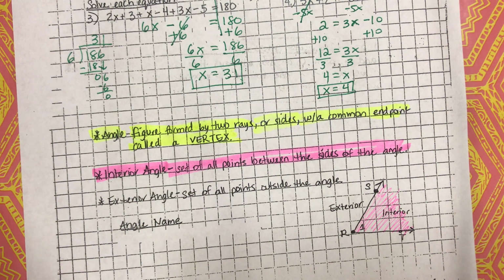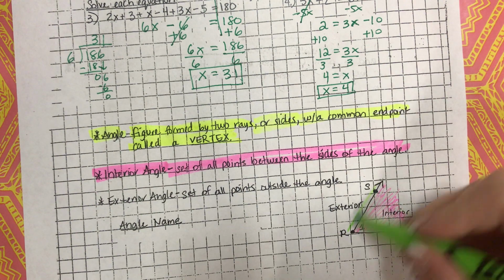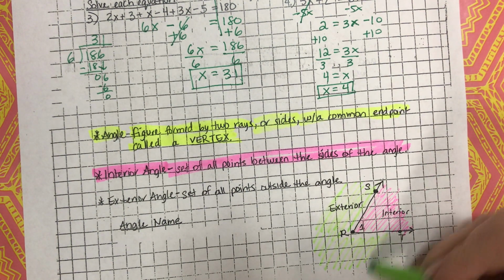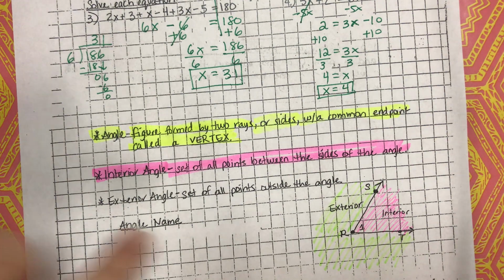Exterior points, now those are all the points on the outside of the angle. So if we have our angle here, everything on the outside would be considered exterior points. So all of these around here would be exterior. So we have the angle names.